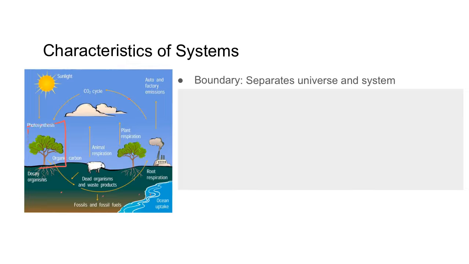And we have to define what that boundary is so that we can tell what's coming in and what's coming out of that system. And that leads us into our next point here, which is the input. What is coming into this system? These are the resources that are entering.